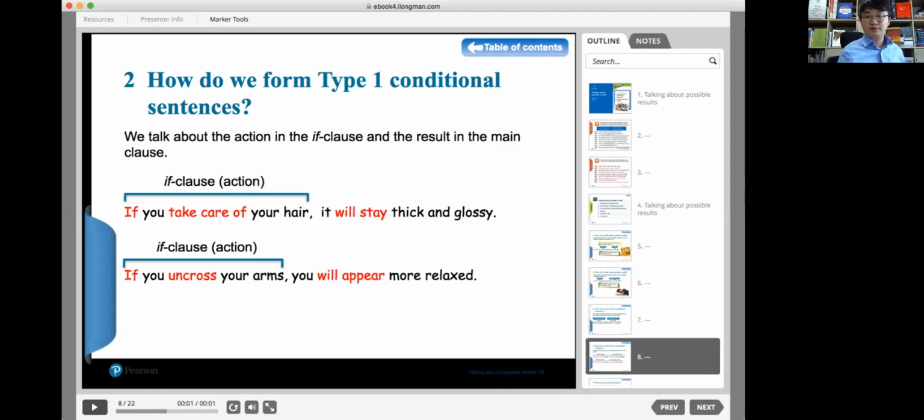So what happens? What will generally happen? What will probably happen? So this is the result, a possible result. If you take care of your hair, one possible result is that it will stay thick and glossy. For the second example, if you uncross your arms, what is the possible result? The possible result is that we will appear more relaxed. All right?